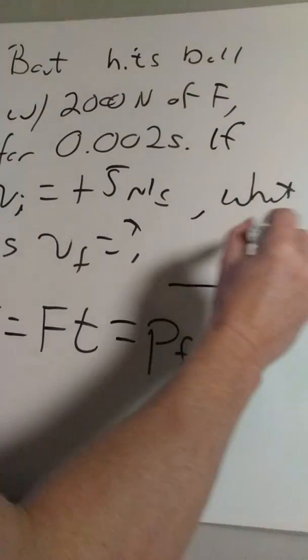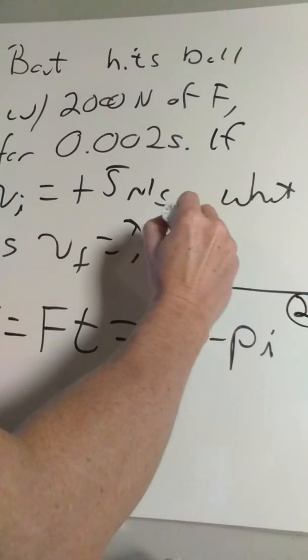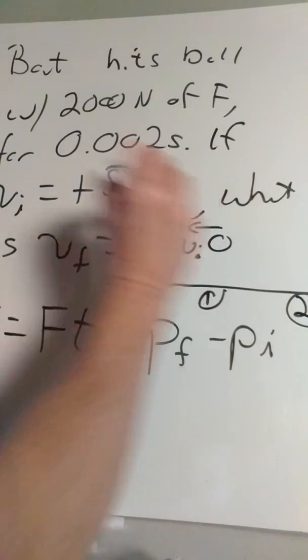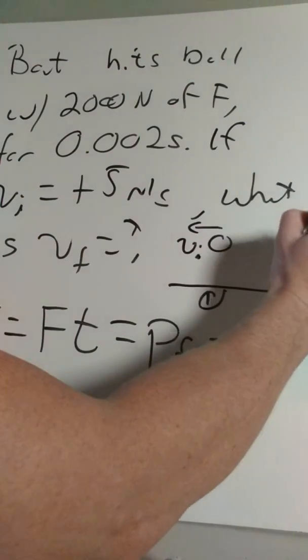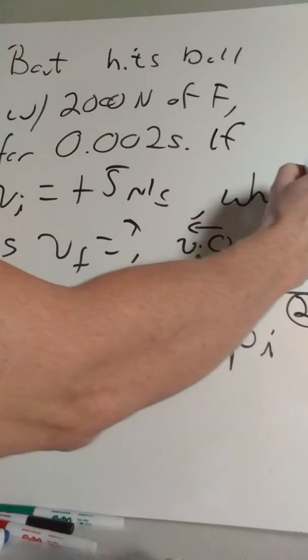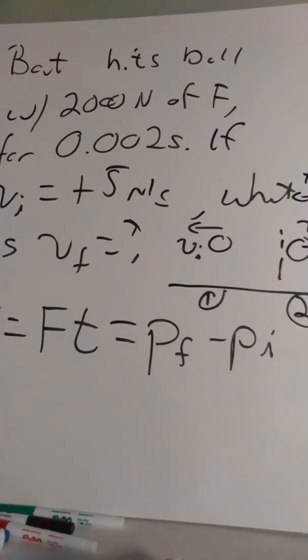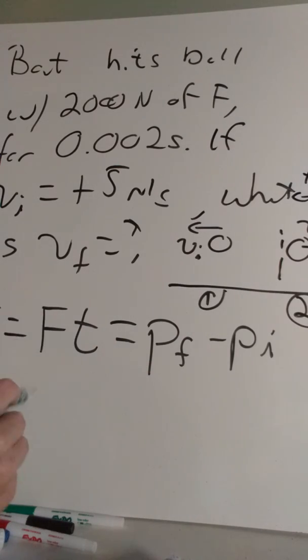So when I draw my picture, we have situation 1, situation 2. Situation 1 is there's my ball moving that way with initial velocity. Situation 2 is there's my ball moving that way with a final velocity. I'm going to declare left as positive. That means right will be negative. So when I do this, I have force and time, so I keep it.